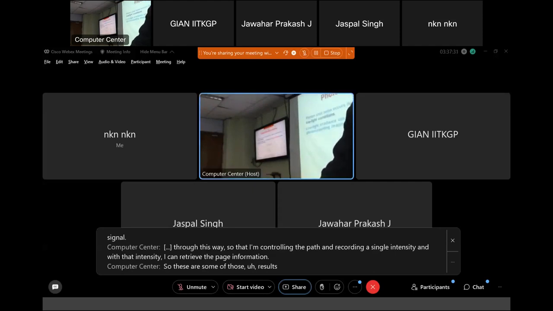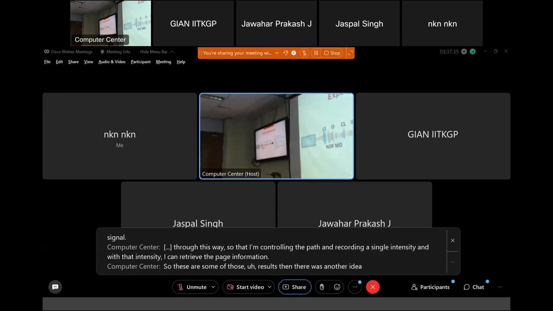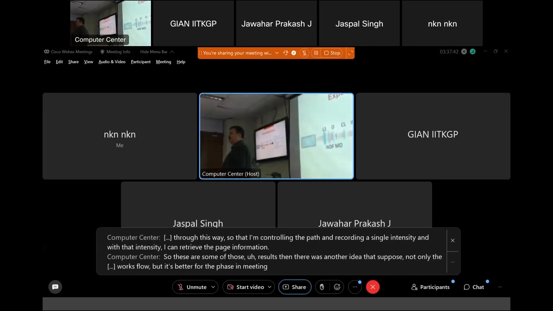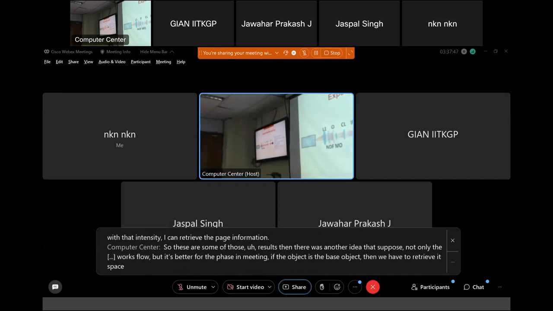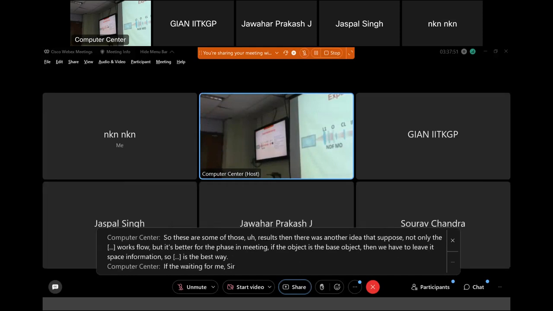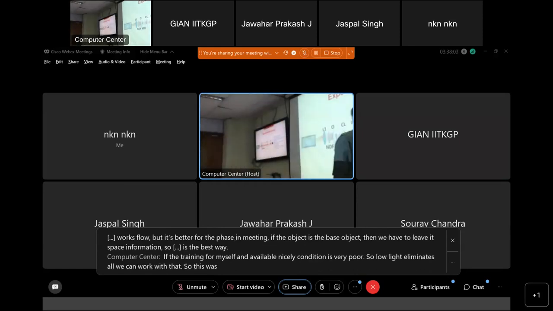Then there was another idea. Normally TIE is better for phase imaging. If the object is a phase object, then we have to retrieve its phase information, and TIE is the best technique. But if the available lighting condition is very poor, so low light illumination, how can we work with that? So this was another technique where TIE was applied.